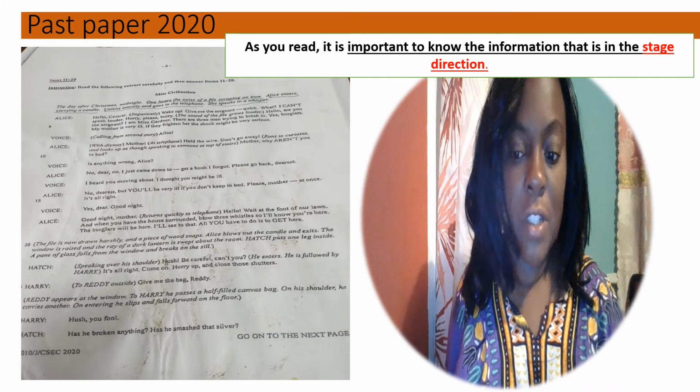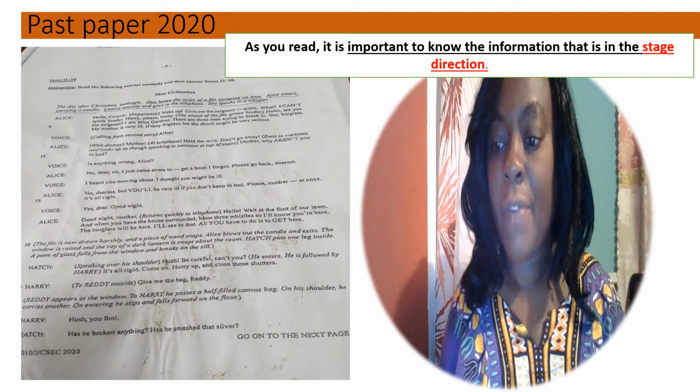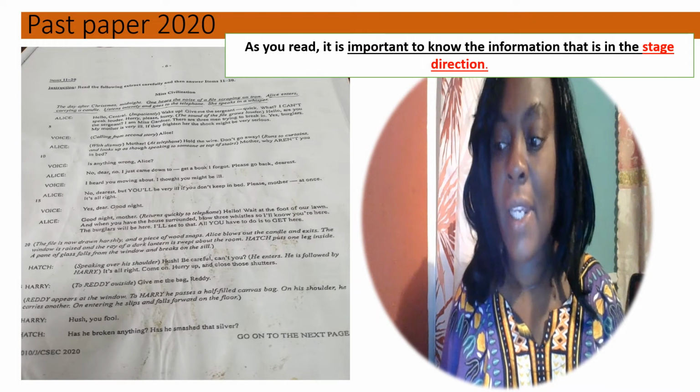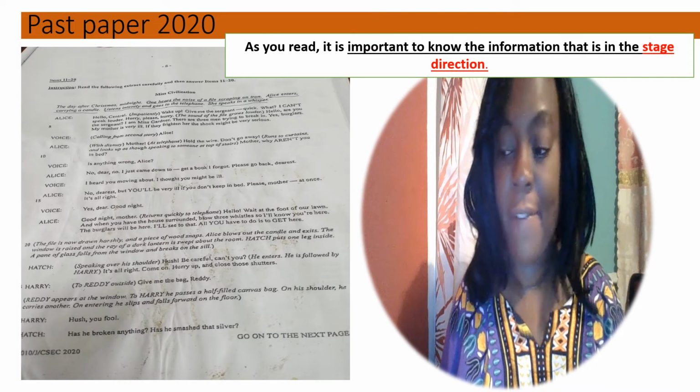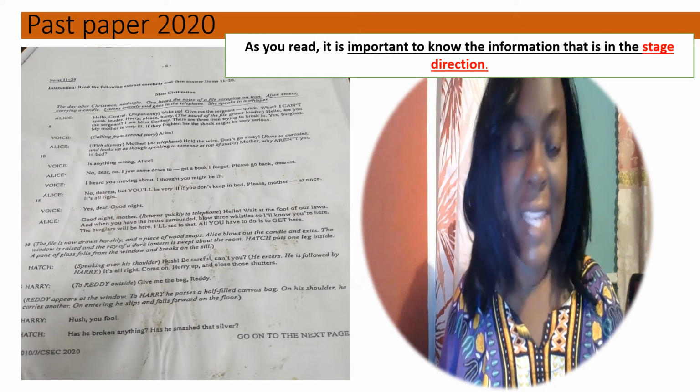Items 11 to 20. The instruction reads: read the following extract carefully and then answer items 11 to 20. The drama piece is entitled Miss Civilization.